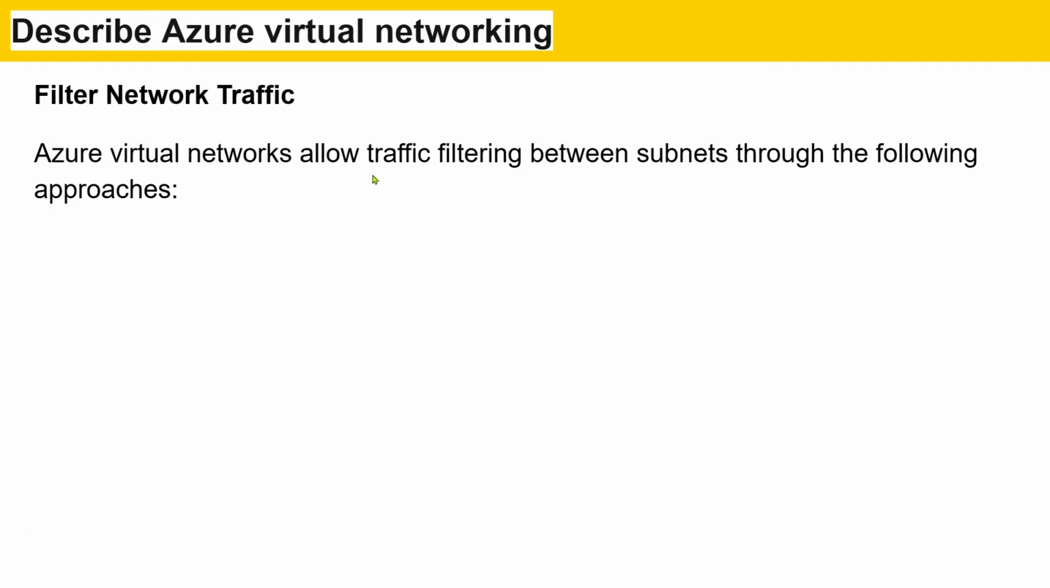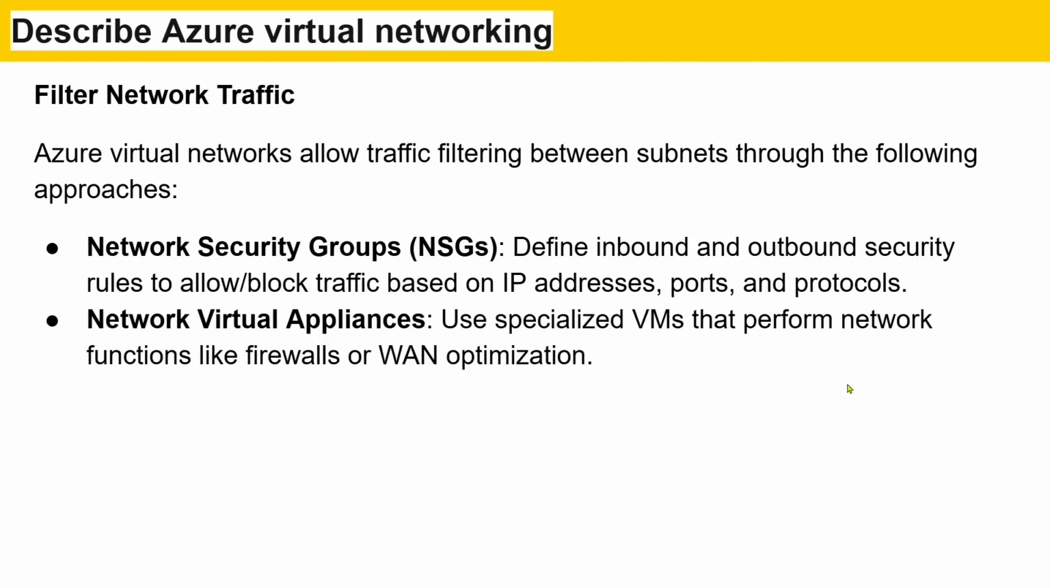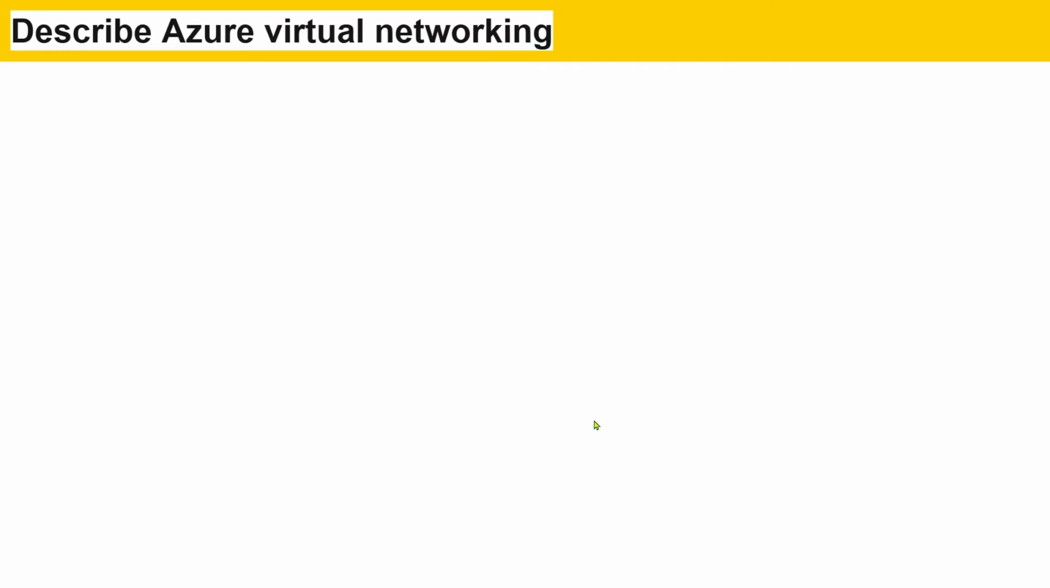Azure Virtual Networks allow traffic filtering between subnets through the following approaches. So what are the approaches? Network security groups. There is something called NSGs. Define inbound and outbound security rules to allow or block traffic based on IP addresses. Which IP address you would like to block. So all these things can be done using network security group, NSG. Network virtual appliances use specialized VMs that perform network functions like firewall or WAN optimization.